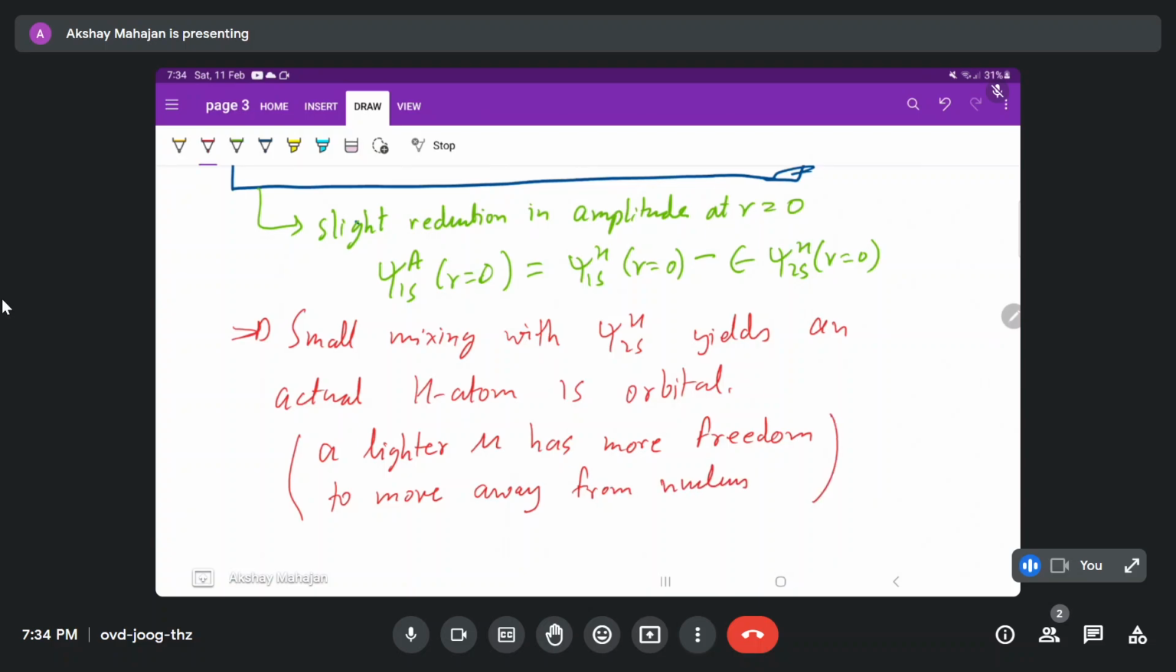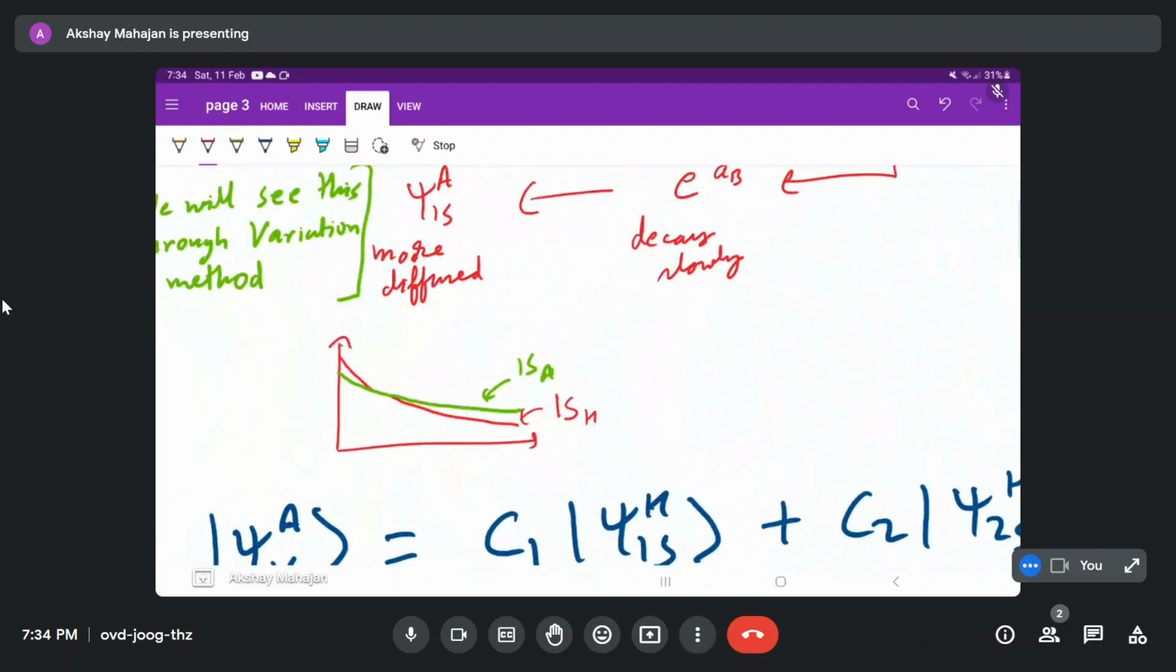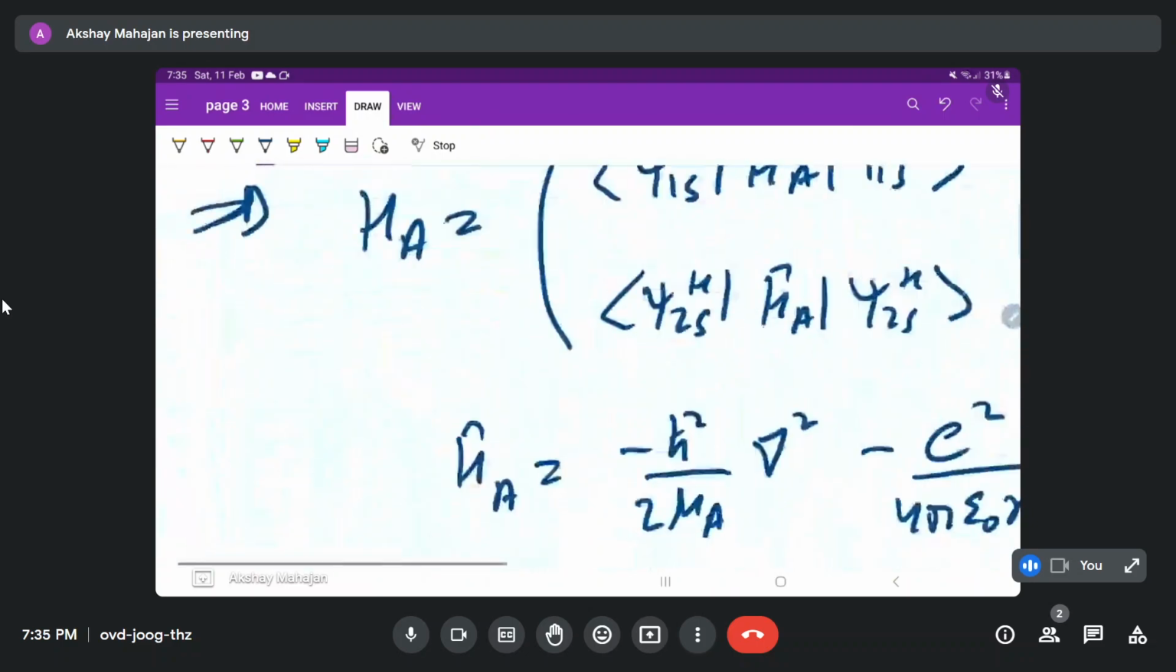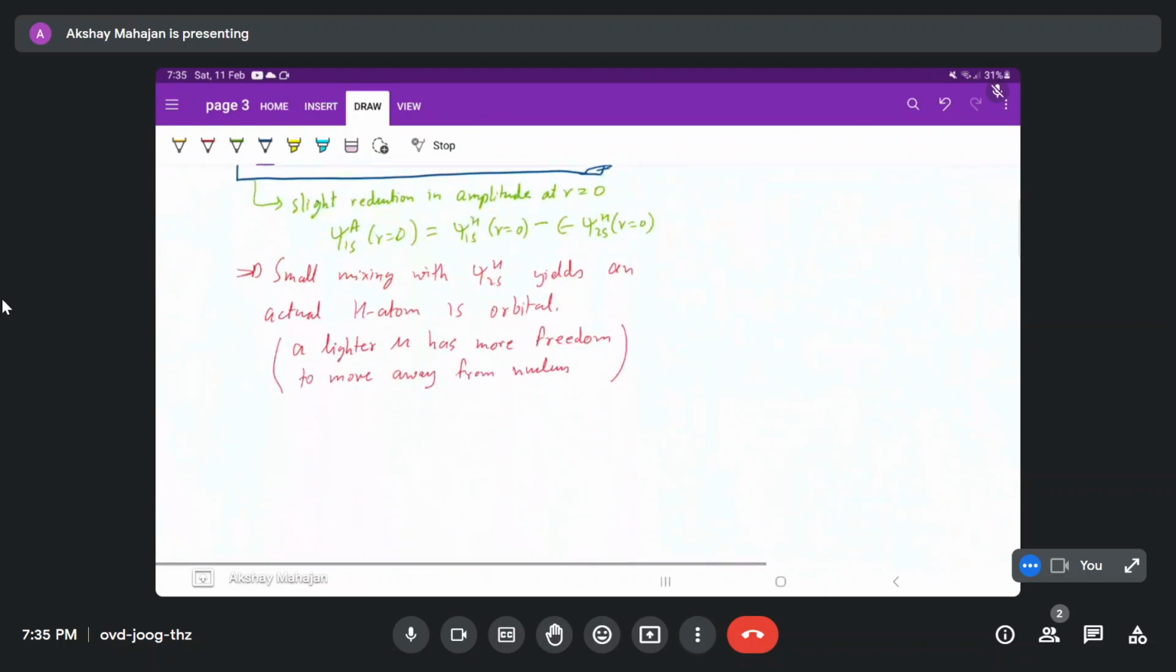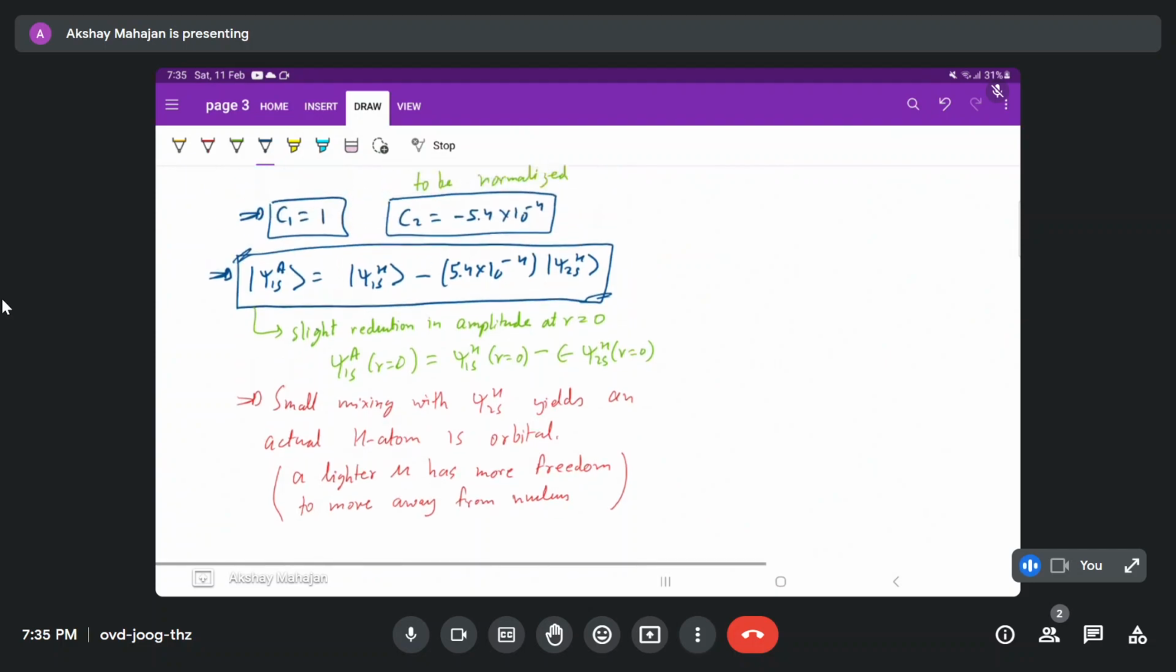So since we already knew that there will be more dispersion from all this radiation, what we found is that, since we know there will be more diffusion, there is also a reduction that you can see here: at r equals 0 there will be a reduction, and that's why there will be more dispersion in the actual case. So it will decay slowly. That's why our actual wave function will decay slowly. Lighter nu has more freedom to move away from the nucleus, and so we obtain the same thing from the variation principle as well.